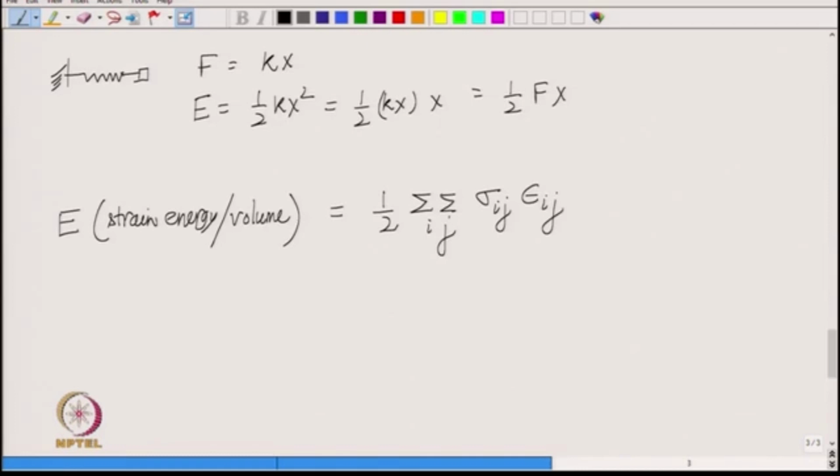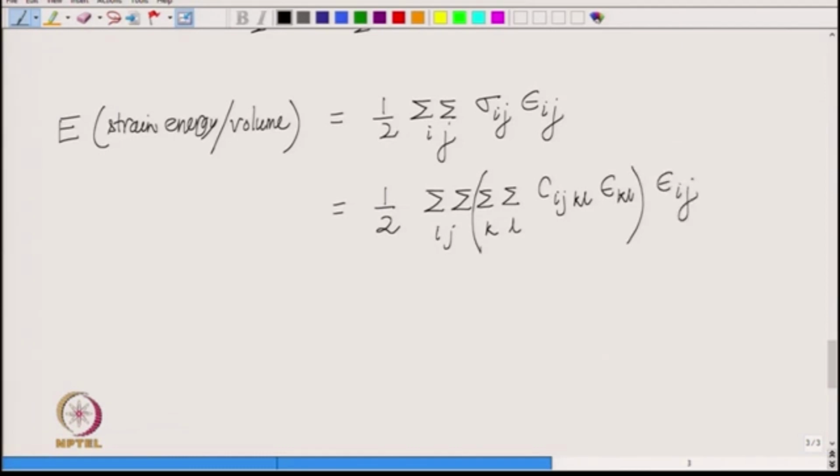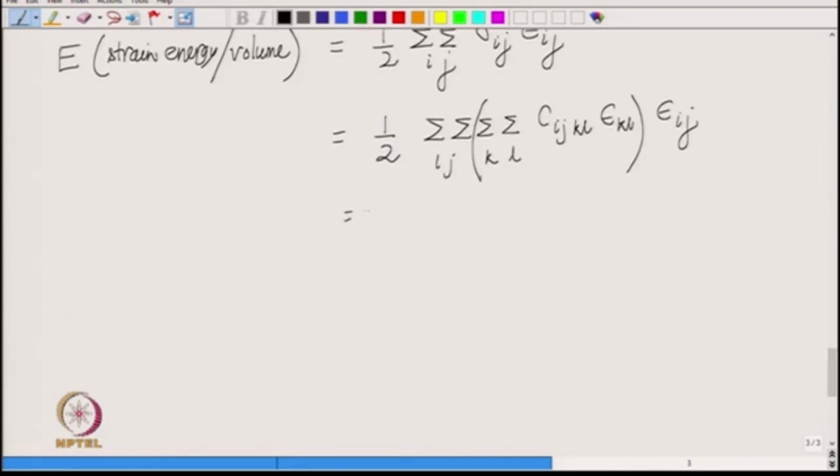And now, let us write down sigma i j as a linear function of strain that we worked out just now. So, that means this becomes half of summation over i j k l, and sigma i j becomes C i j k l times epsilon k l, isn't it. So, this is your sigma i j multiplied by epsilon i j. If you allow me, we can write it in a compact notation, half of summation over i j k l, C i j k l times epsilon k l into epsilon i j.